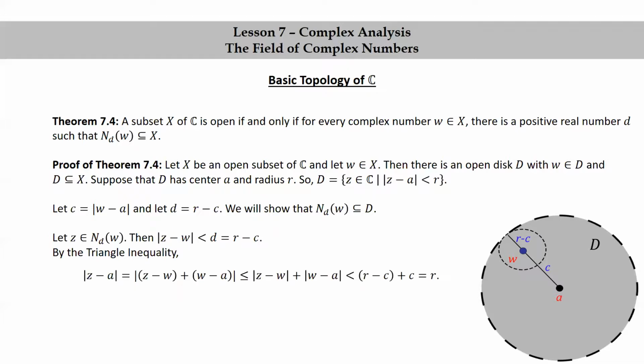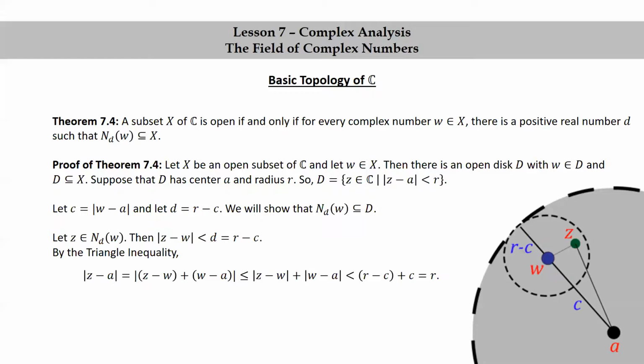Now, absolute Z minus A, we're going to use the standard advanced calculus trick here and subtract and add W to get absolute Z minus W plus W minus A. By the triangle inequality, that's less than or equal to absolute Z minus W plus the absolute value of W minus A. Now, absolute Z minus W is less than D, which is R minus C. So that's less than R minus C. And absolute W minus A is equal to C. So we get that the original expression is less than R.